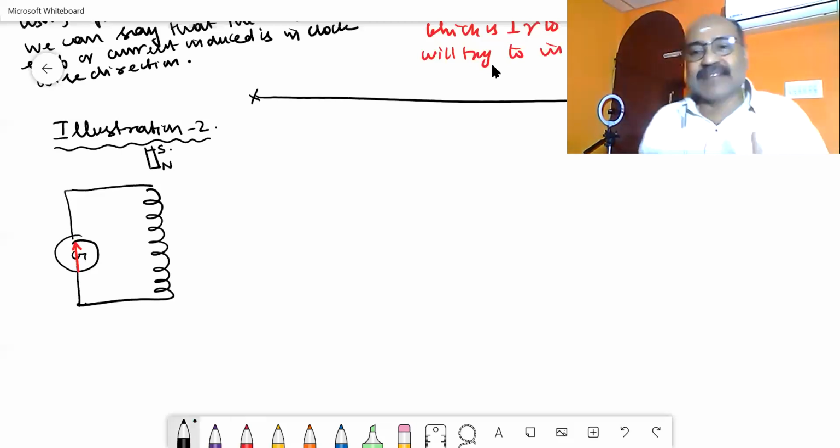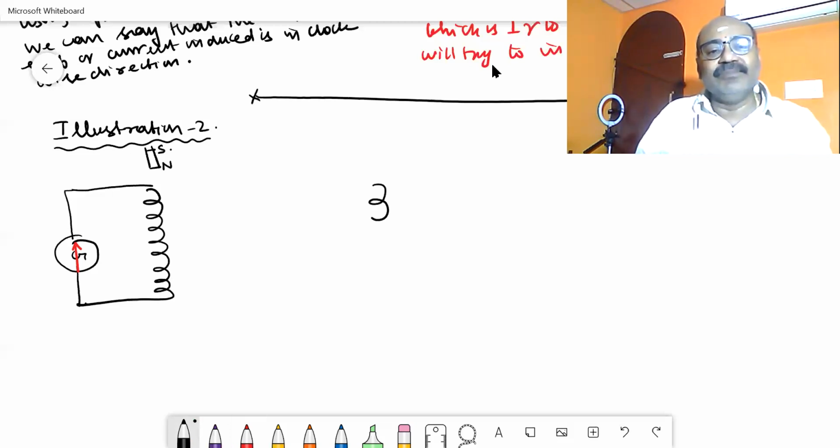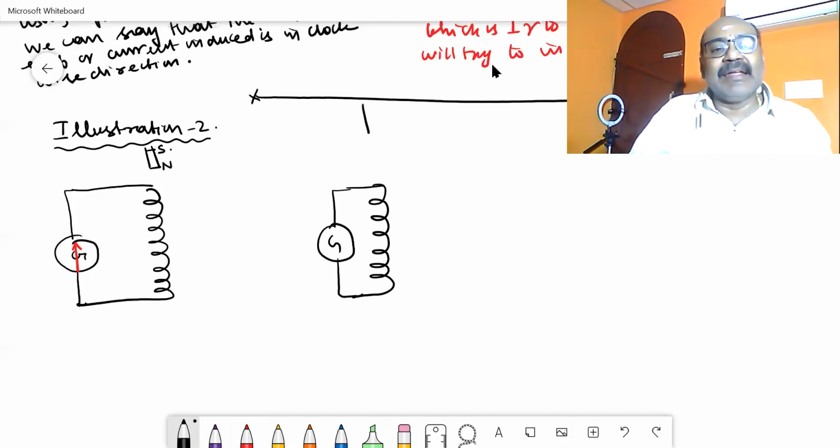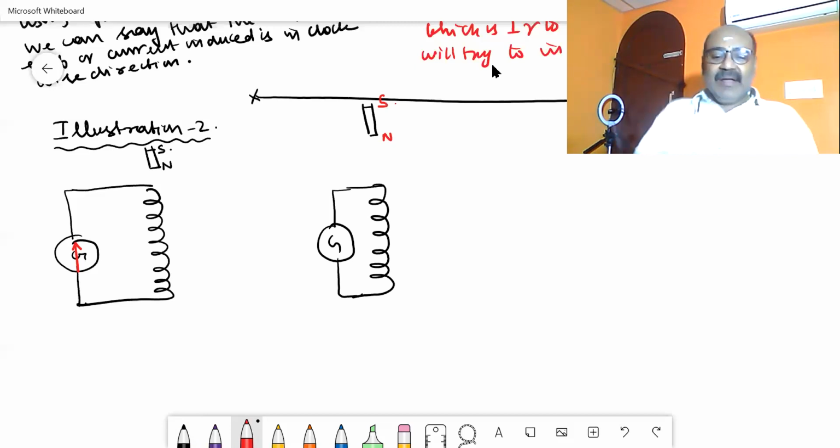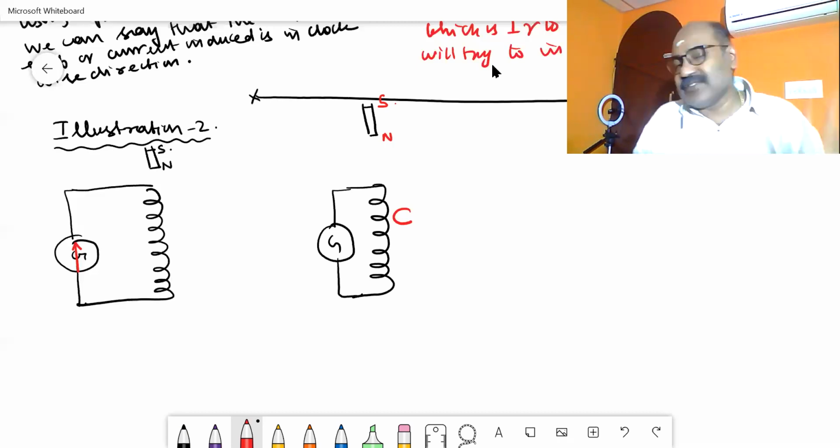What I am going to illustrate here: again, I am considering this coil of wire alone. The ends of the coil are connected to the galvanometer. I am placing the magnet here. One end of the magnet I am taking as the north pole, and the other end as the south pole. As I have already told you, as long as the south pole as well as the north pole of the bar magnet is kept stationary, the magnetic flux linked with this coil, let us consider this coil as C, never changes.